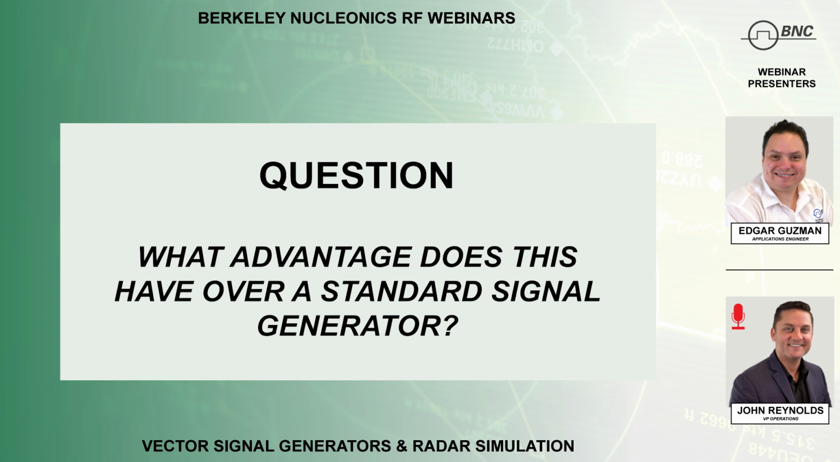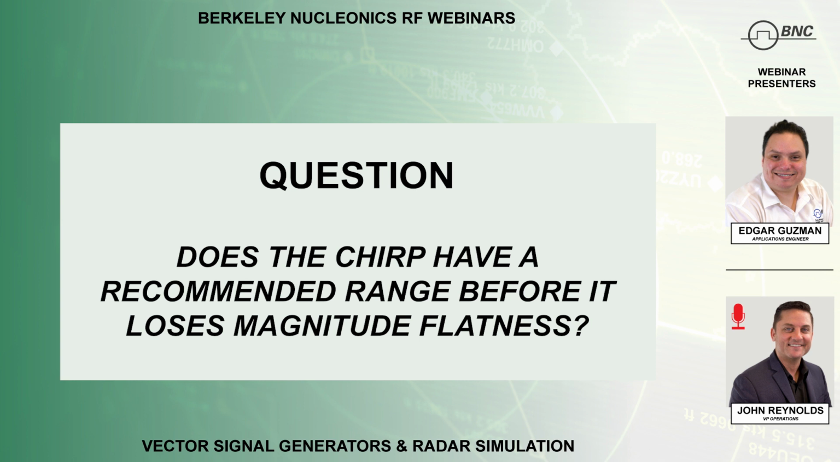And then Eamon asked two questions. Does the chirp have a recommended range before it loses magnitude flatness? The answer to that is typically 10% of the CW carrier frequency, Eamon. That's pretty much a standard. Like, it's a standard for chirp, yeah.